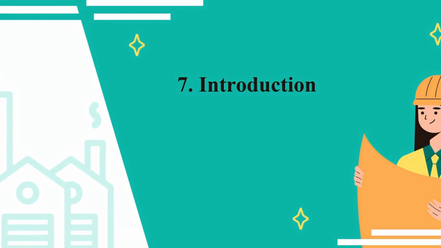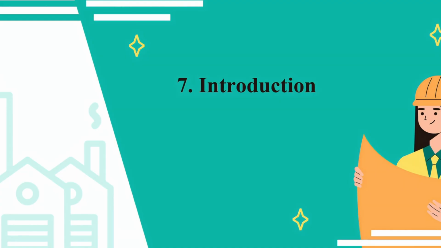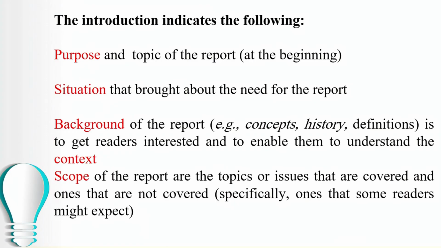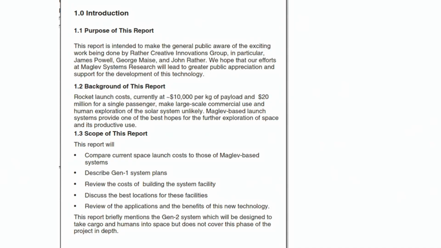The next element is the introduction. The introduction sets the stage for the entire report. It explains why the report was written, the purpose of the report, the problem situation, and the objective of the report. Also, it may include background information so the reader can understand the context. And the introduction may include the scope of the report, which covers what the report includes and what the report does not include. This helps the reader to manage their expectations.